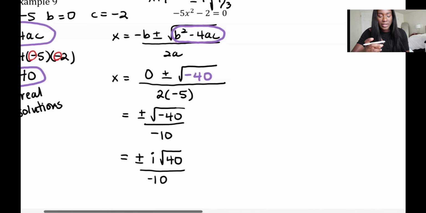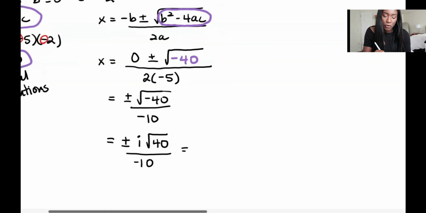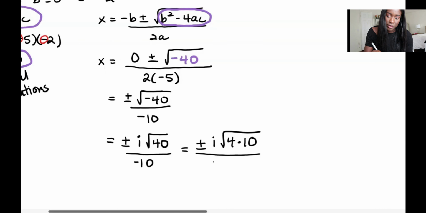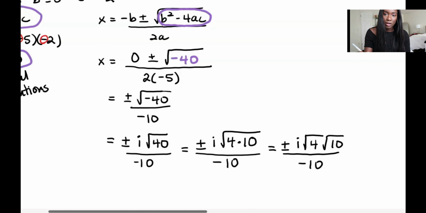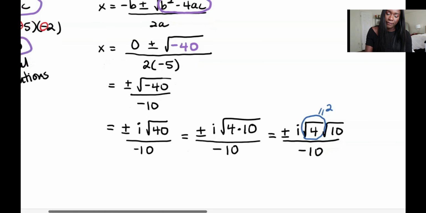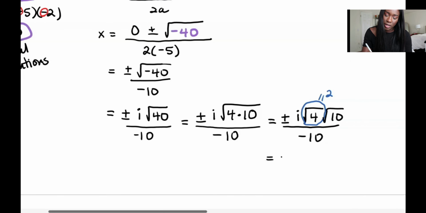So I'm going to simplify that square root. Same way we did last time. I'm looking for a perfect square that goes into 40. 4 does. I'm going to rewrite it as 4 times 10. Still over negative 10. Do not touch those 10s. Still, the i's under the square root. Separate. Leave the i. Break up the root 4 and the root 10. Keep it over negative 10. The whole reason you were looking for a perfect square is because the square root of 4 is 2. So now we have plus or minus 2 root 10 over negative 10.